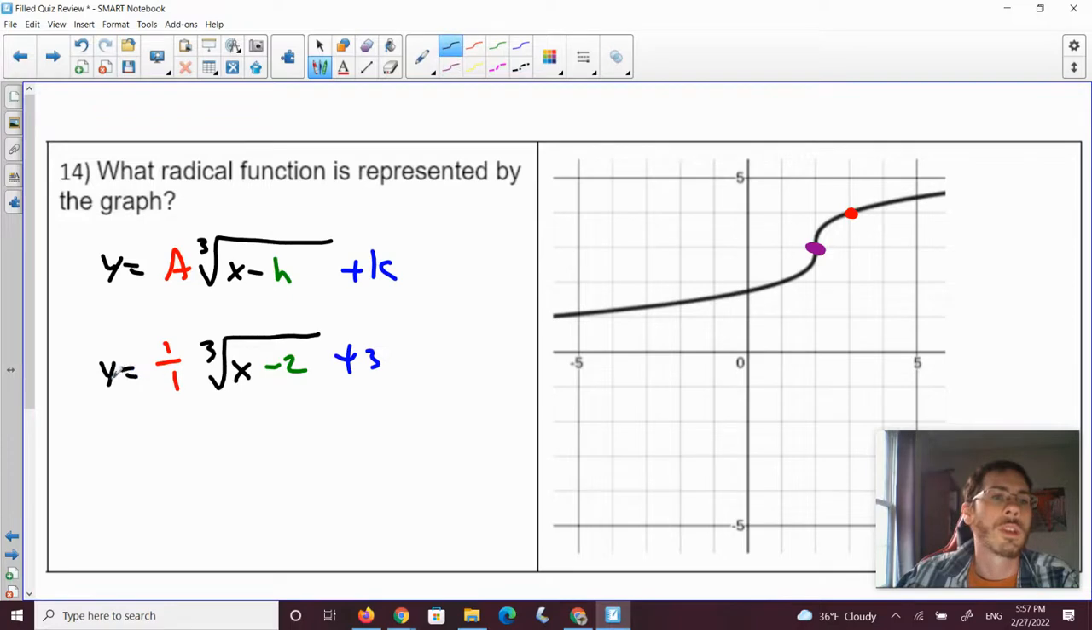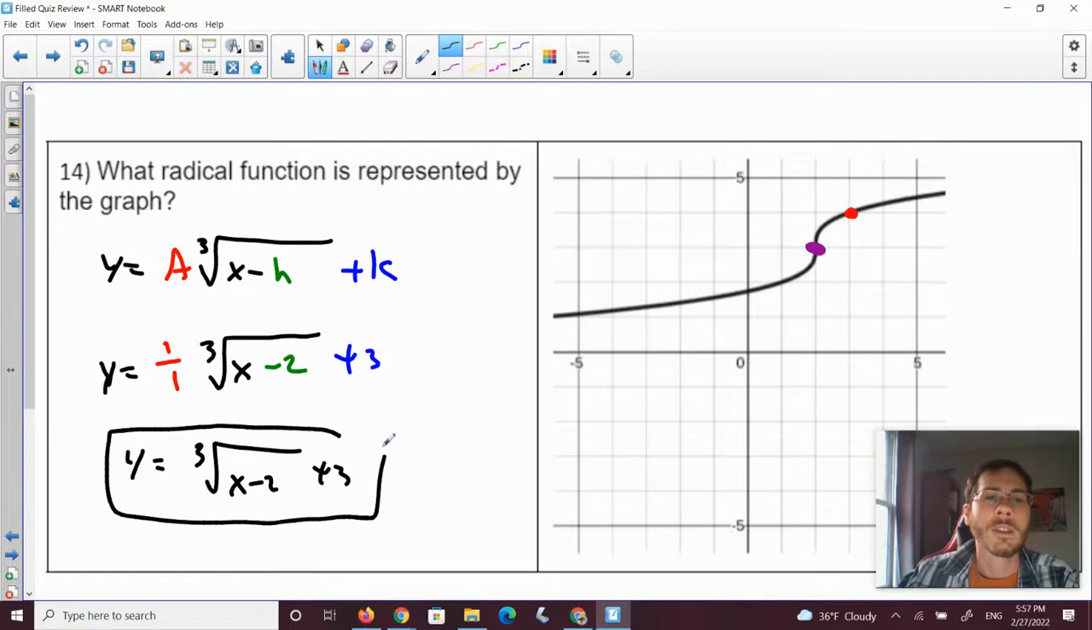Cool. So it looks like that's about it. If I want, I could clean that up. y equals 1 divided by 1 is just 1. So cube root of x minus 2 plus 3. And that's everything. So that's everything that we got for that one. All right.